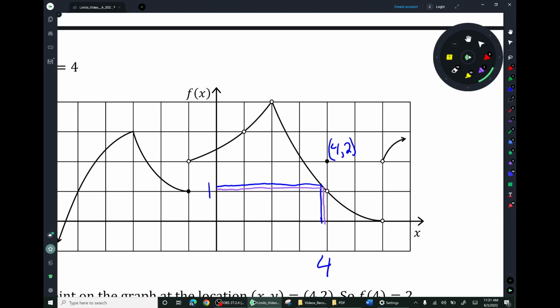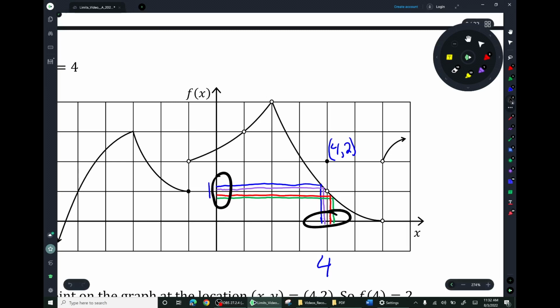Now, as we did on the previous page, let's choose x values that are greater than 4. For instance, that green x value is close to 4, but a little bit greater than 4. Let's see what its y value is. We see that its y value comes out close to 1. So let's choose another x value that's even closer to 4, but on the right side of 4, like maybe that red one. We see that it produces a y value that's even closer to 1. So our observation is that when x gets closer and closer to 4, but not equal to 4, the y values get closer and closer to 1.